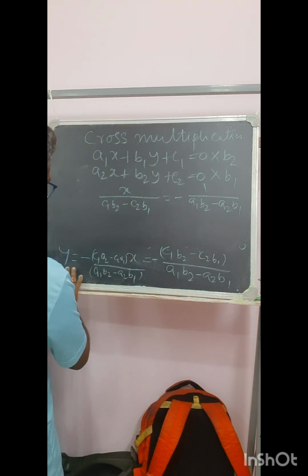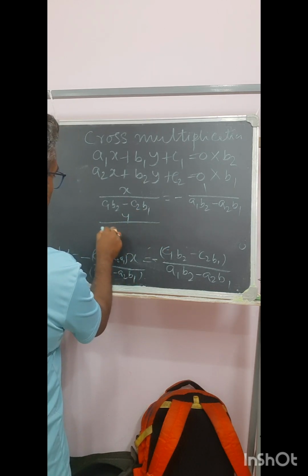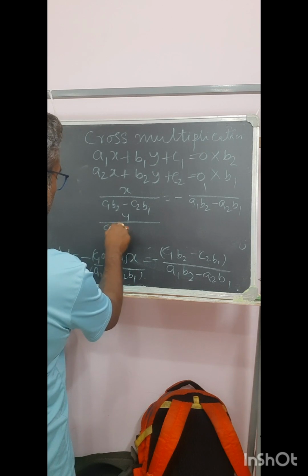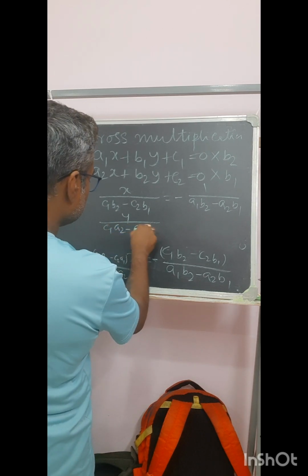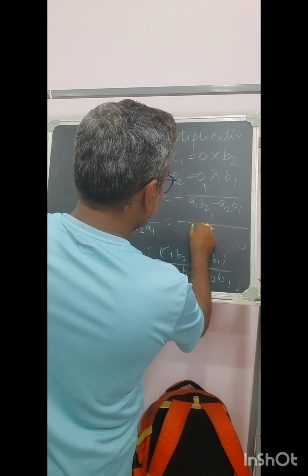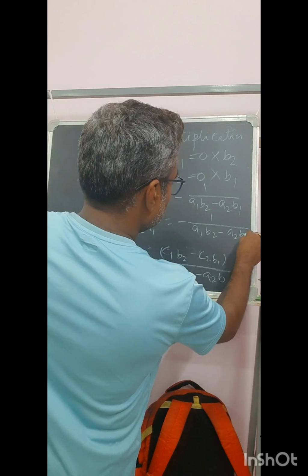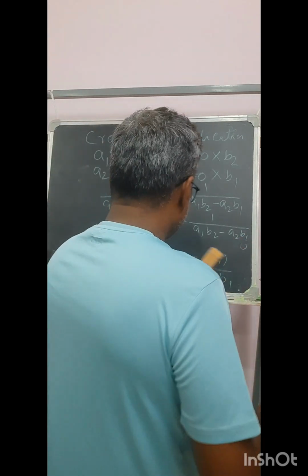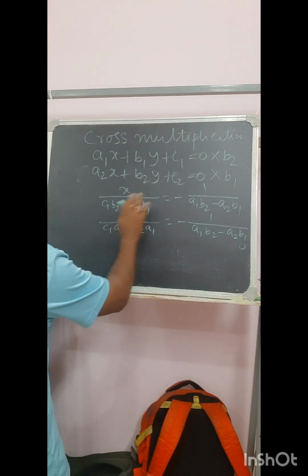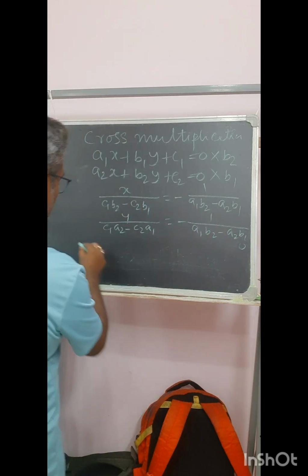Now the same I am doing with y. What I will get is c1 a2 minus c2 a1 is equal to minus, the term will be the same here for the constant part. There will be no change. So now you can say if this is equal to this and this is equal to this, all three should be the same.